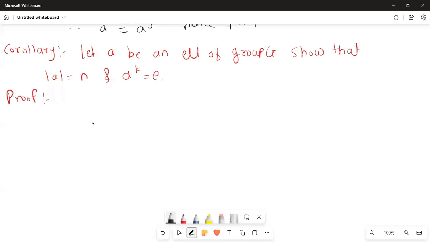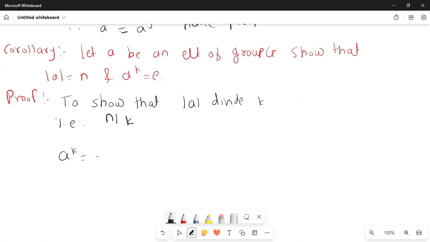So, let a be an element of group G. Show that if the order of a equals n, then a raised to k equals e, that means we have to show that n divides k, where k is some integer. Then a raised to k equals e, that means a raised to k is equal to a raised to 0.